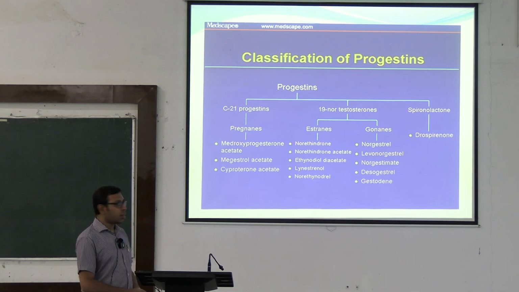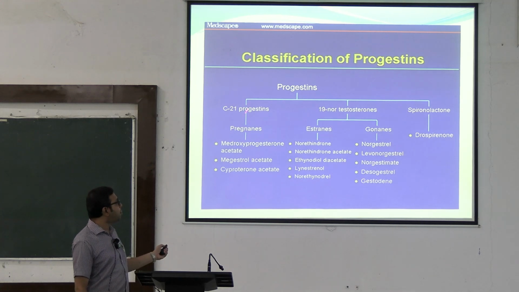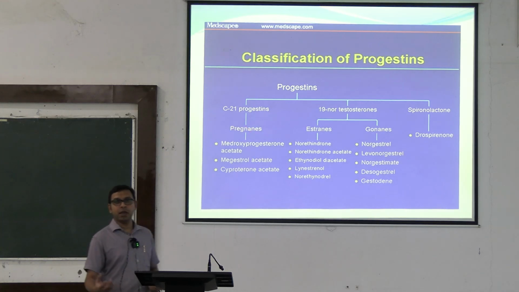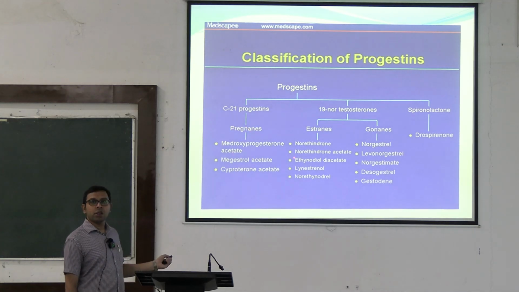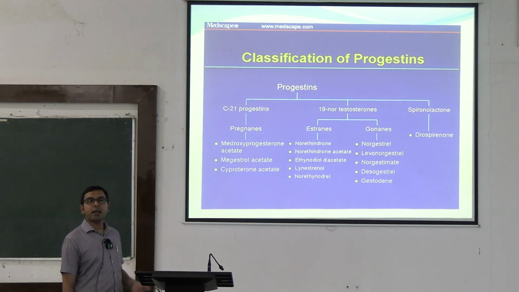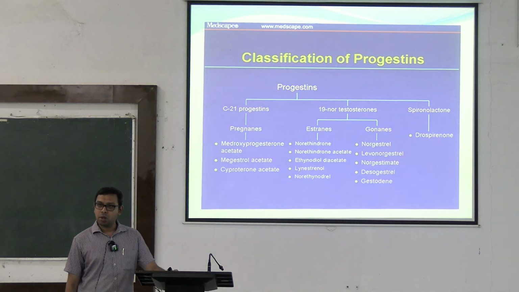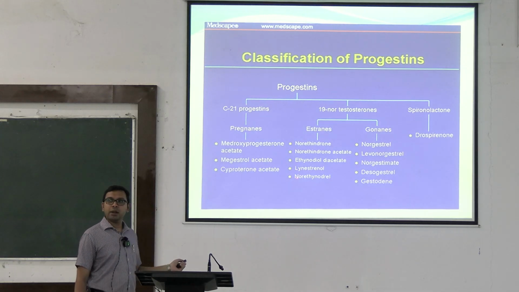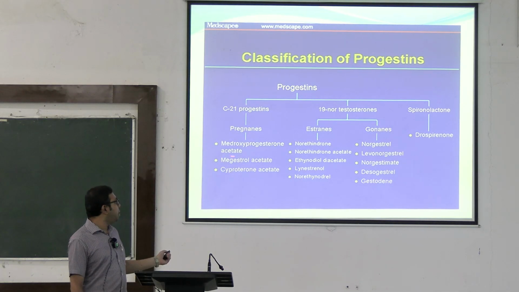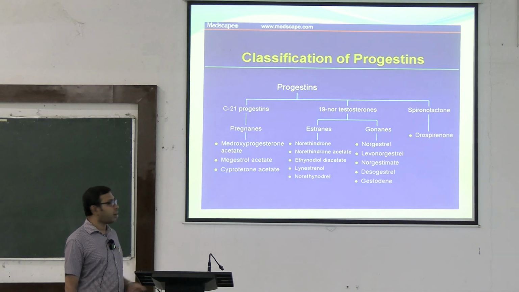So progestins can be C21 progestins, also known as the pregnane family. Examples are medroxyprogesterone acetate, megestrol acetate and cyproterone acetate. So these are the examples of the C21 progestins. Medroxyprogesterone acetate, very commonly used, megestrol acetate and cyproterone acetate.